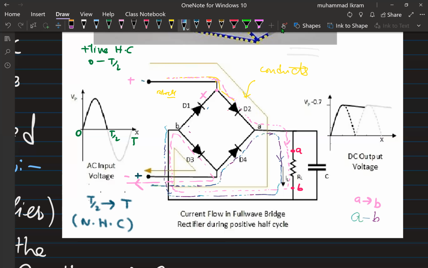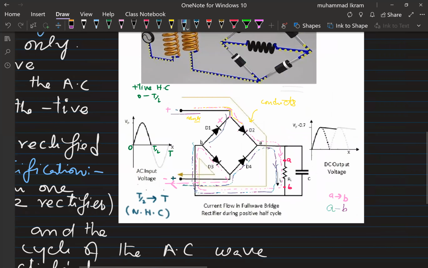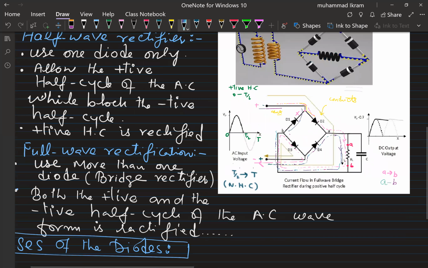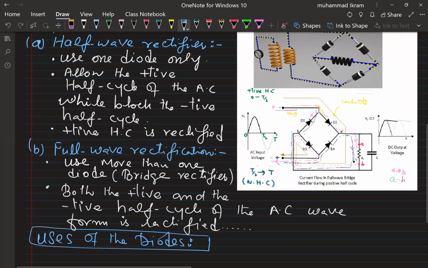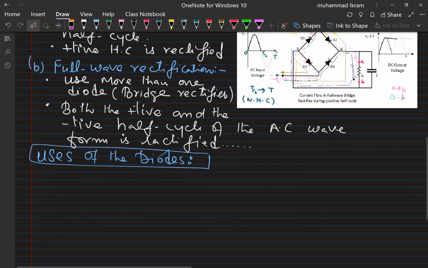The negative half cycle is also allowed to pass through. Is it clear? So both the positive and the negative half cycle are rectified here. This is known as full wave rectification, which can be carried out by using the bridge rectifier, which consists of four diodes only.